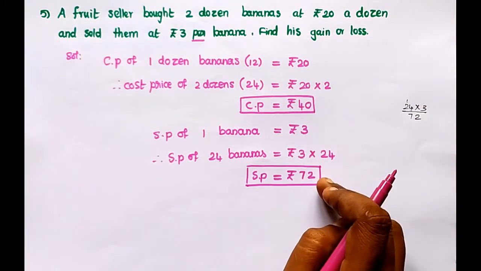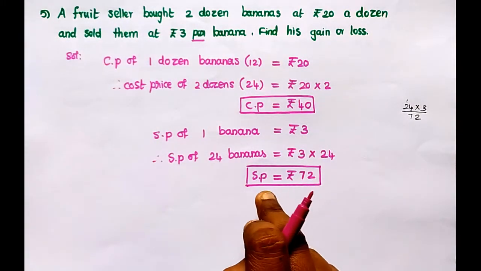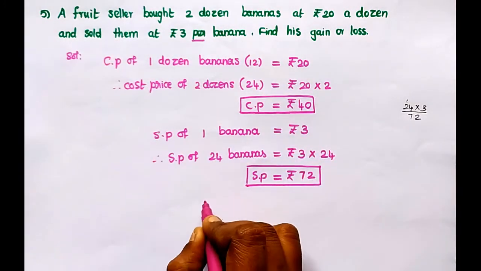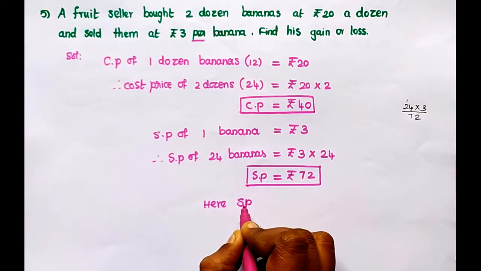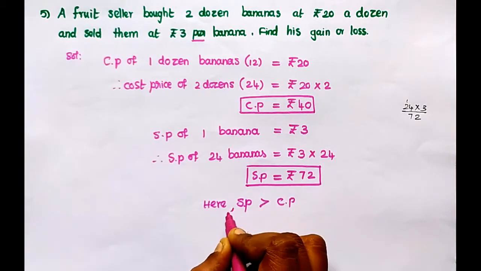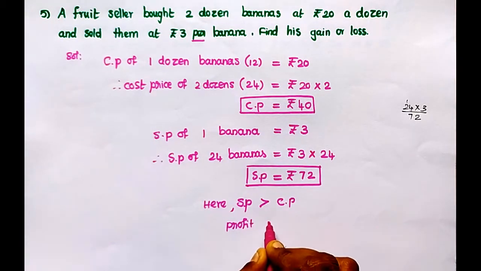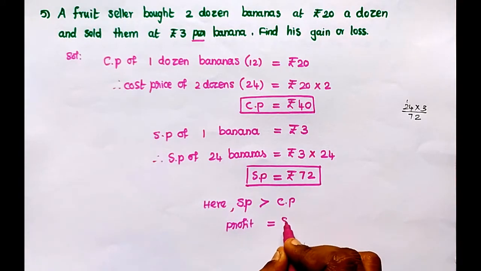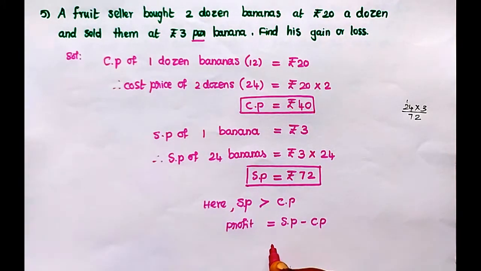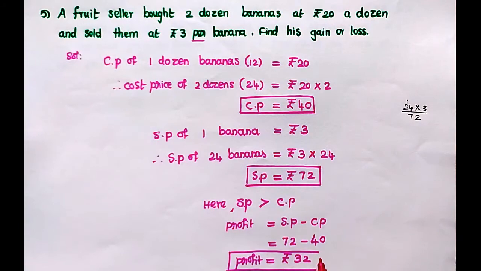Compare cost price and selling price. The selling price is greater than cost price. So here selling price is greater than cost price, so we get a profit. How much? Selling price minus cost price. What is selling price here? 72 minus cost price 40. So totally he got a 32 rupees profit. That is the answer.